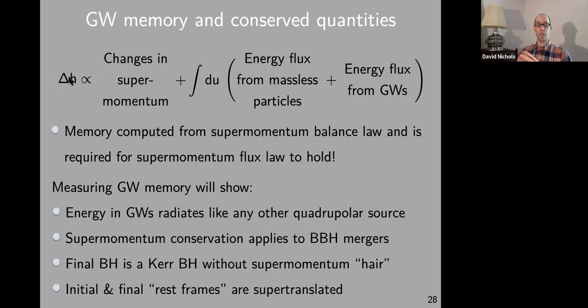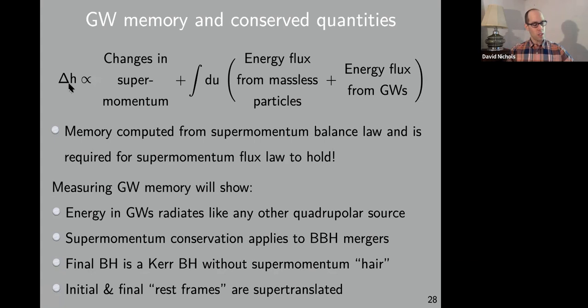This supermomentum conservation actually applies to actual astrophysical systems in our universe, like binary black holes. And then I think most interestingly, one nice property of this is that the different vacuum states, the initial and final rest frames of the system, are not the same. They're super translated, and the memory is precisely telling you what the necessary super translation is to relate the initial and final vacuum states before and after this binary black hole merges. So it is really a quite interesting observational probe that tells one about the asymptotic and infrared structure of space-time.